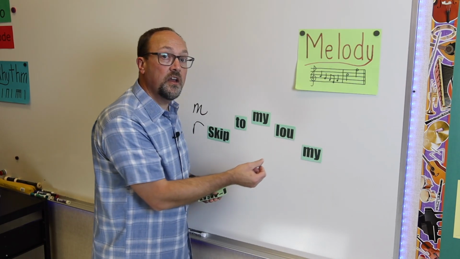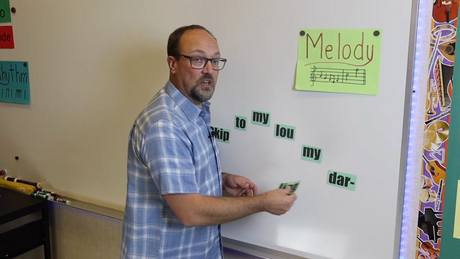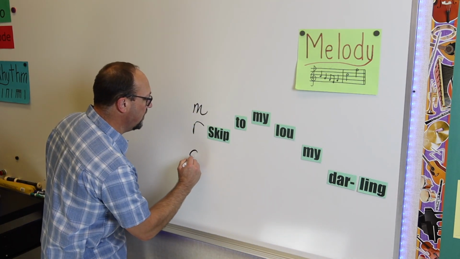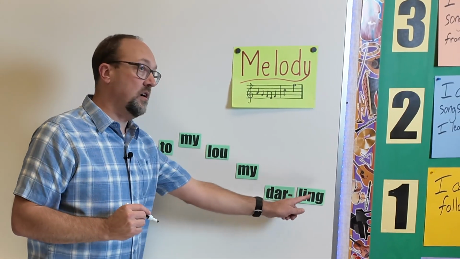"My" is on a re, "darling." That's also down a step. And then I'll add this right over here. I'll add the do. "Skip to my Lou, my darling."